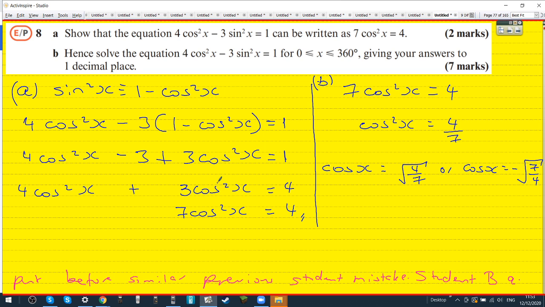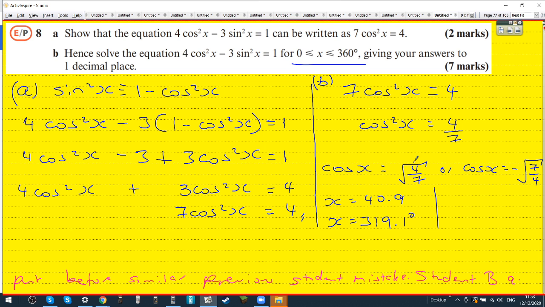So 40.9. Then should I work out the other ones or work out the other values for 40.9 first? Let's do the 40.9 one. And then would you do 360 minus 40.9? Yeah. Which gives you 319.1. Yep.